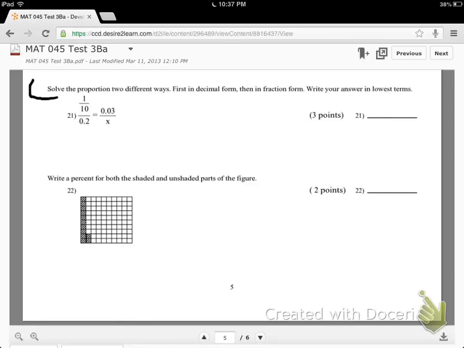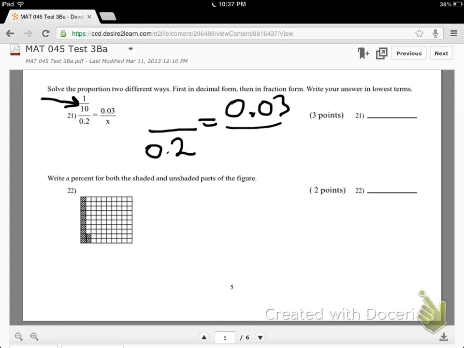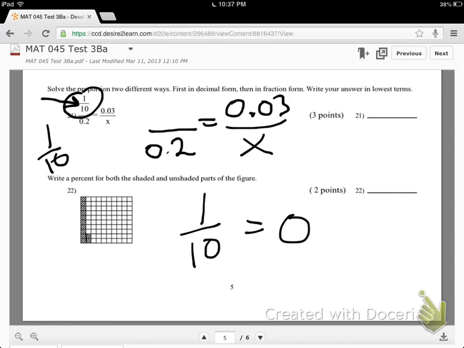Okay, solve the proportion two different ways. Decimal, then fraction. Okay, right, we already have some decimals here and here. So we just need to change this fraction to a decimal if I'm going to answer it all in decimals. So, 0.2 is okay, 0.03 is okay, the x is okay, but what is 1/10 as a decimal? Now remember, 1 divided by 10 in your calculators is just 0.1, so that's what I can write right there.